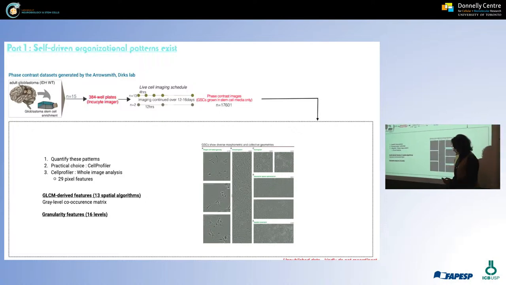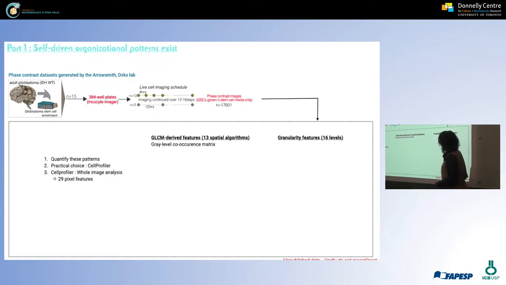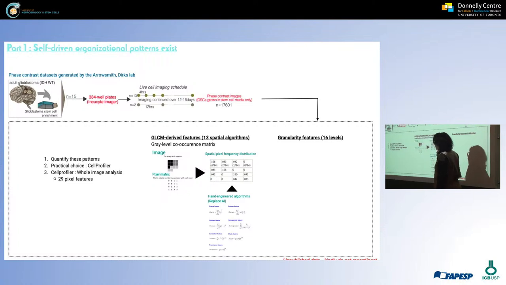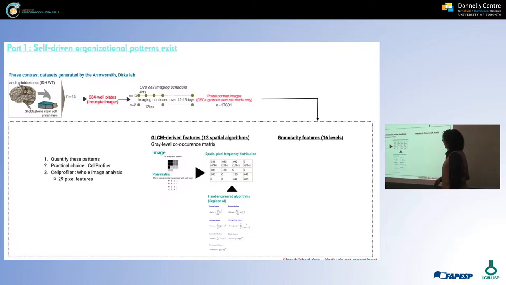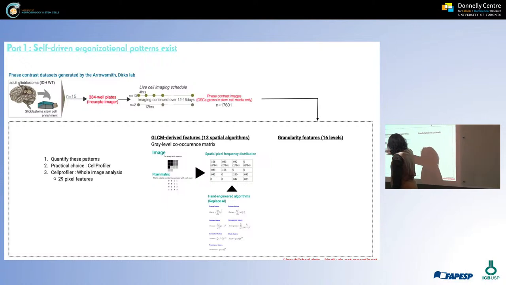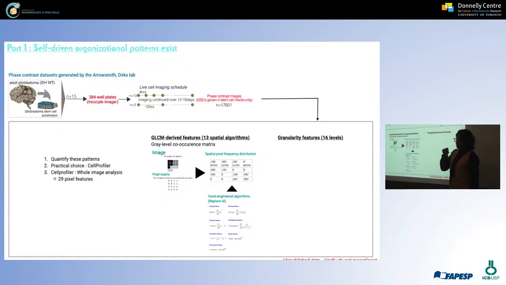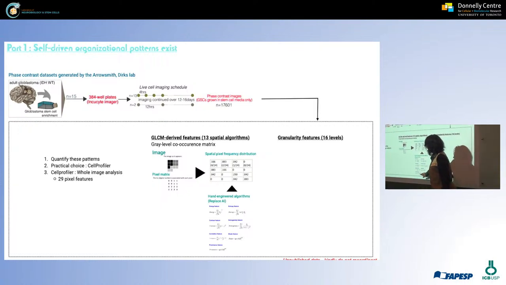What it actually does, to put it simply, is this: when you have an image, it's just pixels. The pixels are a representation of your cells. And GLCM, the gray level co-occurrence matrix, which is about 13 algorithms from CellProfiler, is computing spatial pixel frequency distribution statistics. It's just computing different ways in which these pixels are arranged with each other. There are other algorithms which I am not going to go through in detail, but I'm more than happy to talk about it later.